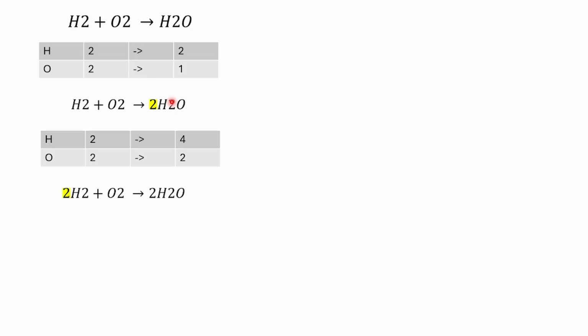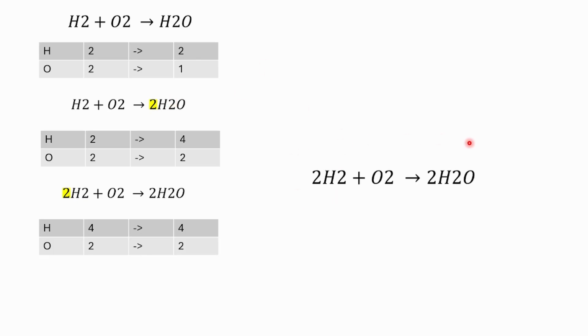Doing this will even out our equation and give us 4 hydrogen on the left, 4 hydrogen on the right, 2 oxygen on the left, and 2 oxygen on the right. So that is a balanced equation, and this is the final balanced equation.